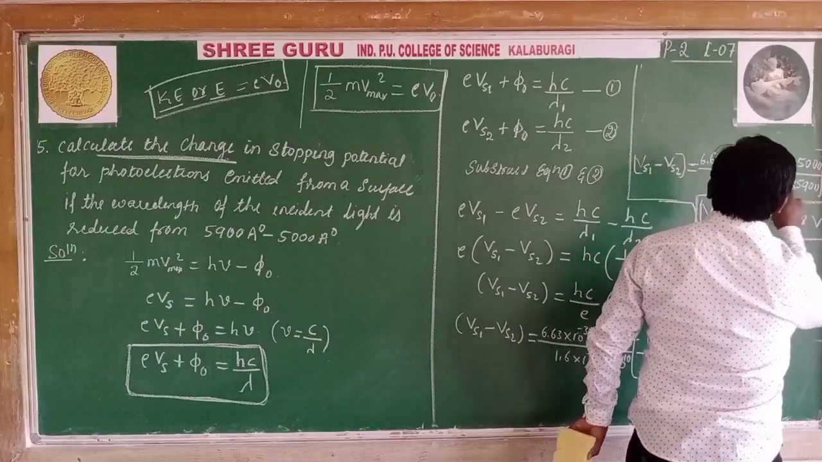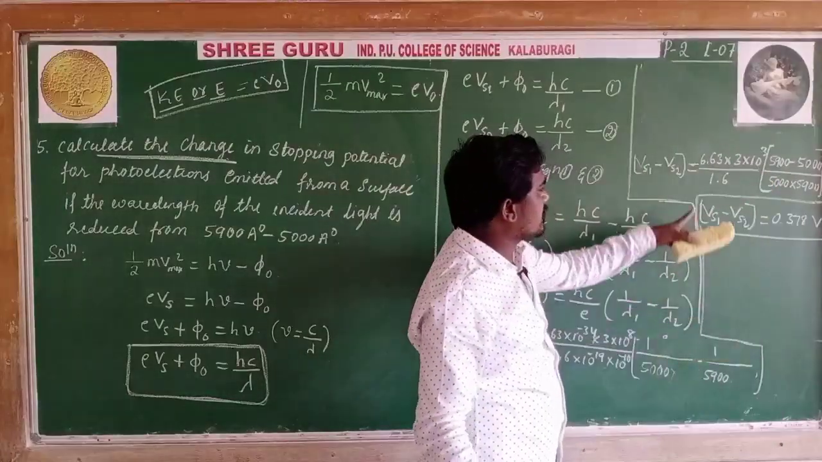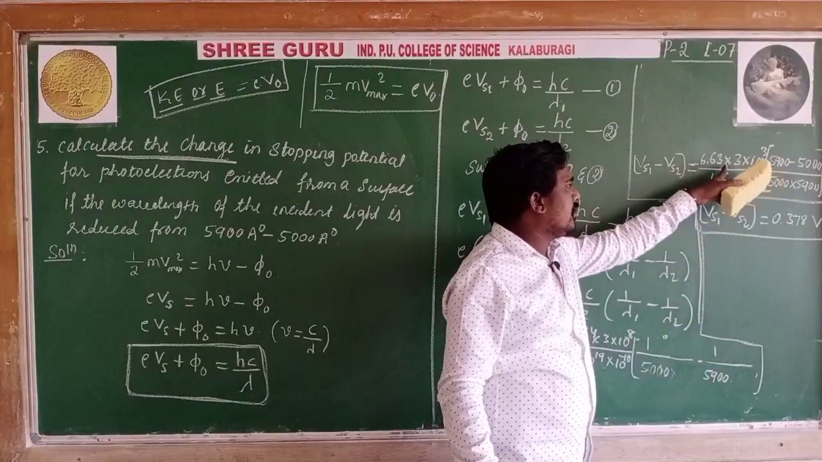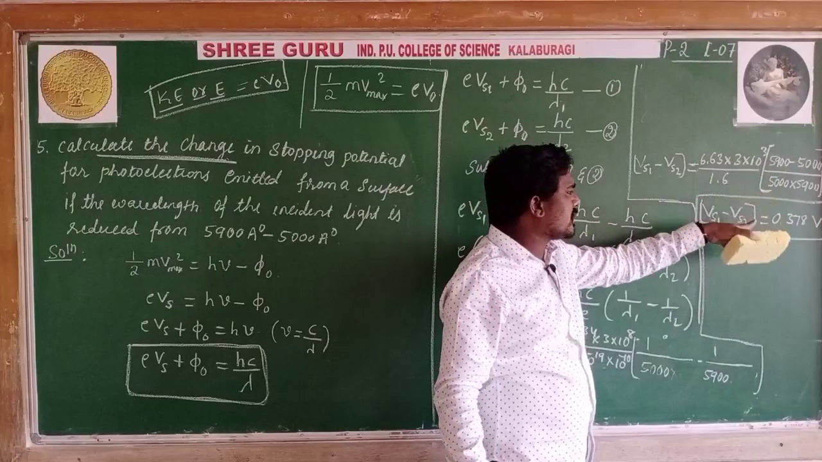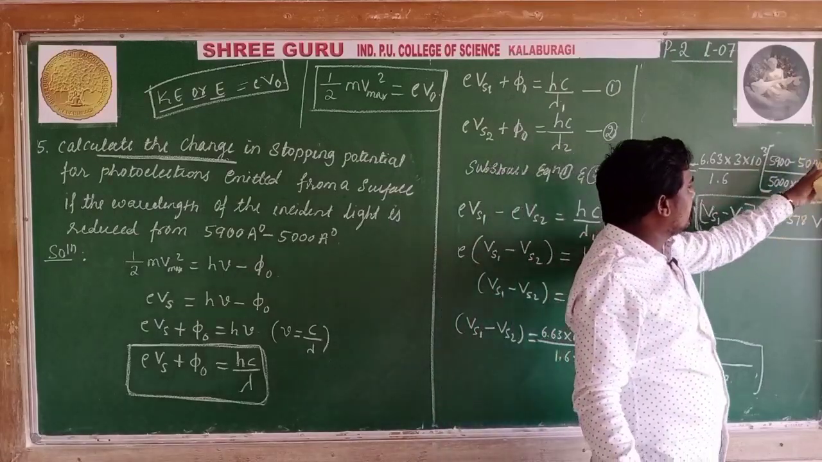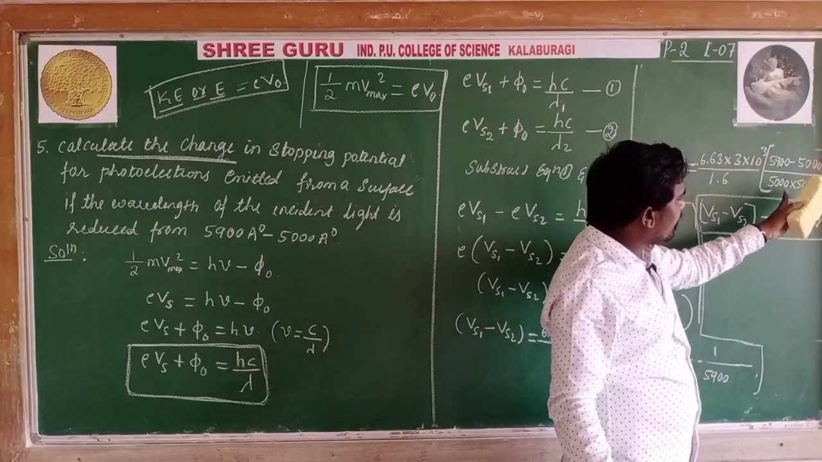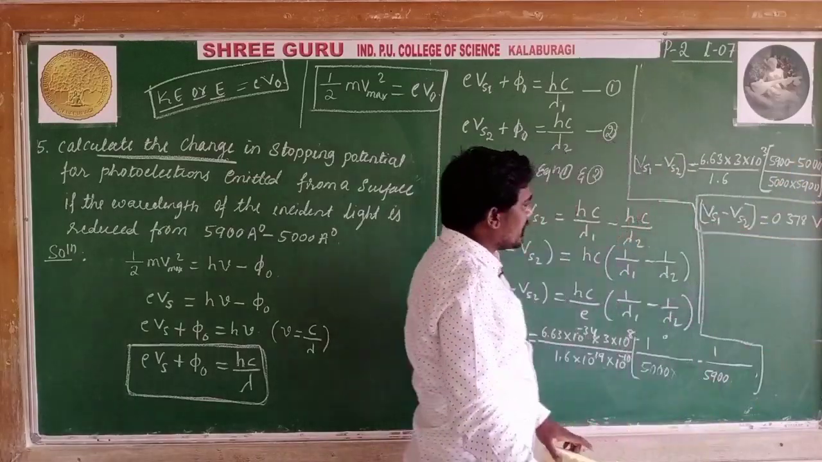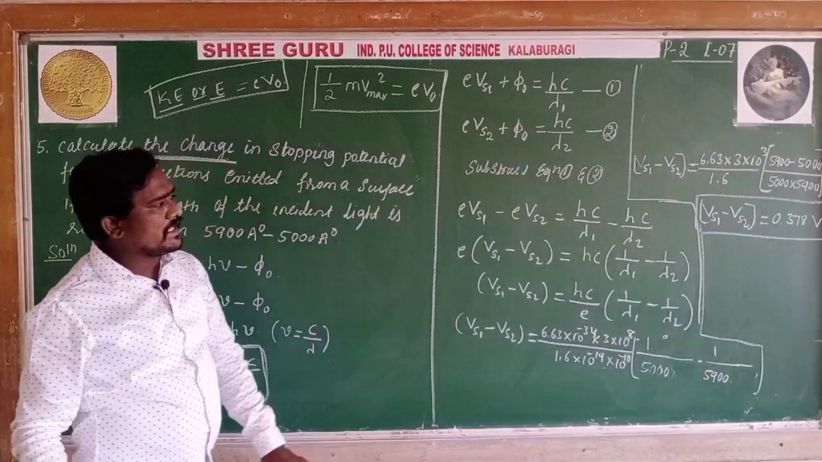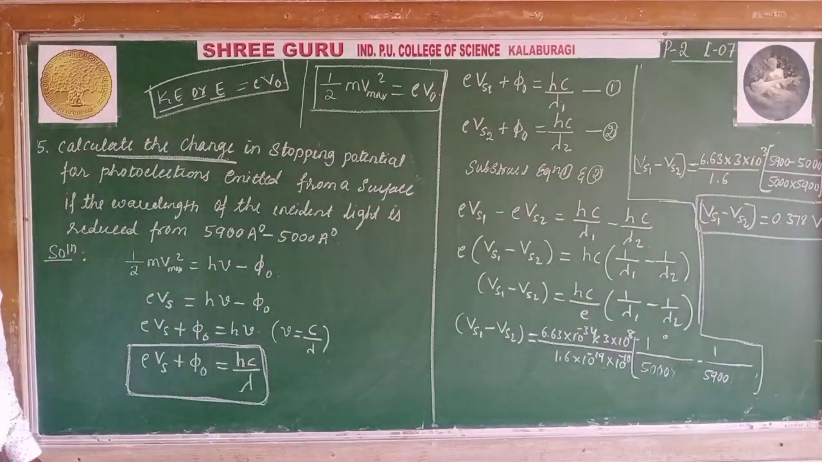Just calculate yourself, multiply and divide it. 6.63 around 18 or 19, nearly 20, divided by 1.6, and here 9000 is the numerator, and multiply these values and divide it. The power terms are going to cancel. The final answer for change in potential is that is our answer. Okay, note down.